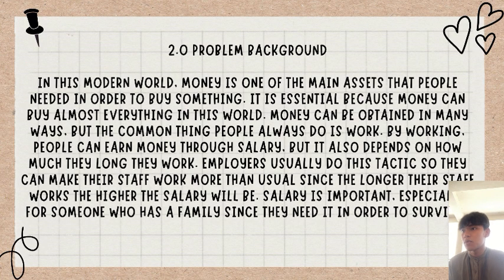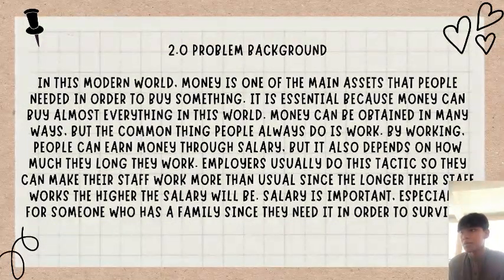2.0 Problem background. For the problem background, we use our modern world. In this modern world, money is one of the main assets that people need in order to buy something. It is essential because money can buy almost everything in this world. Money can be obtained in many ways, but the common thing people always do is work.